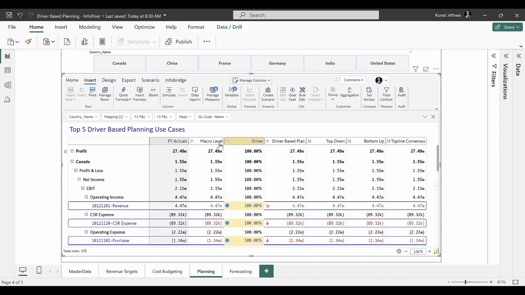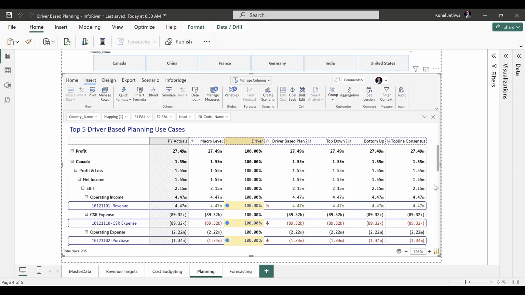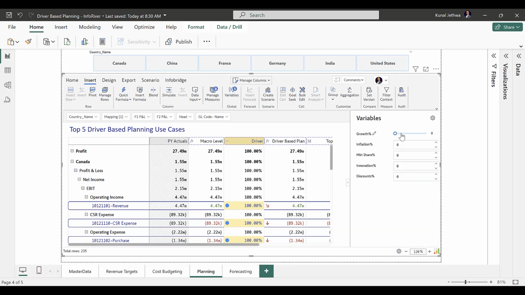The first use case is macro level driver-based planning, which is also interchangeably called global assumptions. Inforiver allows us to place global variables as drivers. In this case, we are using growth, inflation, market share, innovation, and discounts as our drivers. We can choose to add as many global assumptions and treat them as drivers. Let me close this and slide in our drivers pane.